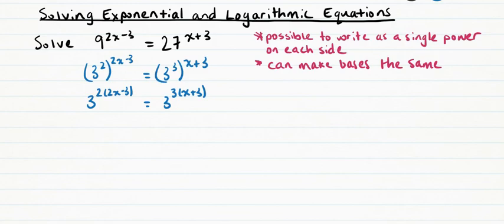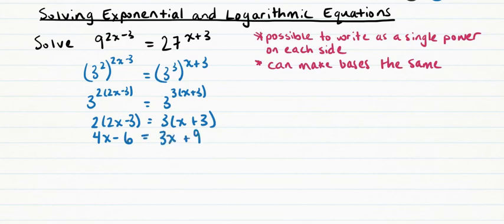Now, since the bases are the same on both sides, I know that in order for the expression on the left to equal the expression on the right, the exponents must be equal. So we set the exponents equal to each other and solve the resulting equation. So I expand on both sides to get 4x minus 6 is equal to 3x plus 9. Rearrange so that like terms are combined. So here I'm going to subtract 3x from both sides and add 6 to both sides. And so I get x is equal to 15 is our final answer.